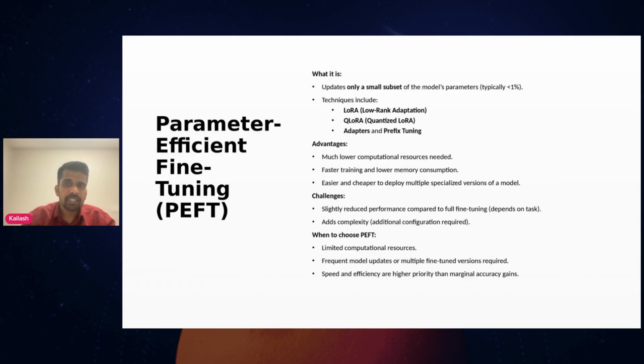The next one, as I said, is parameter efficient fine tuning. We have different methods in parameter efficient fine tuning: LoRA, QLoRA, and then the adapters. Much lower computational resources are needed, it's fast in the training process, and it requires less memory. Challenges: it has slightly reduced performance compared to full fine tuning. It's a trade off which we have to choose between the time we require for that fine tuning process versus the results.